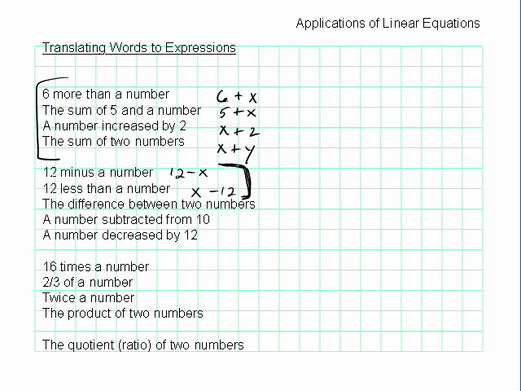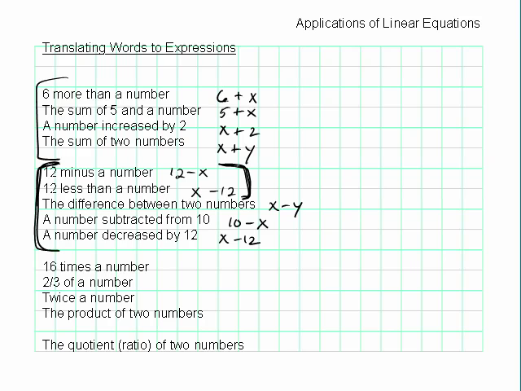The difference between two numbers. The difference between two numbers is x minus y. A number subtracted from 10. So I'm taking 10 and I'm subtracting a number from the 10, so it should be 10 minus x. So my number is subtracted from the 10. A number decreased by 12. It's my number x, and it's being decreased by 12, so minus 12. So all of these represent some sort of subtraction.